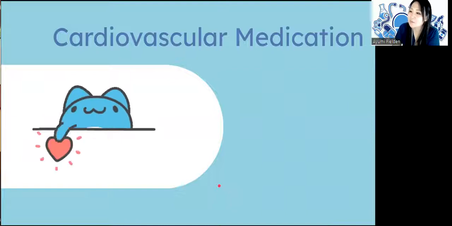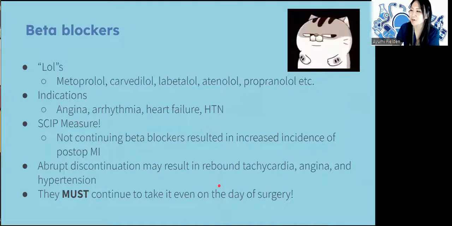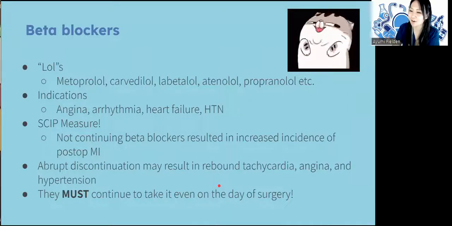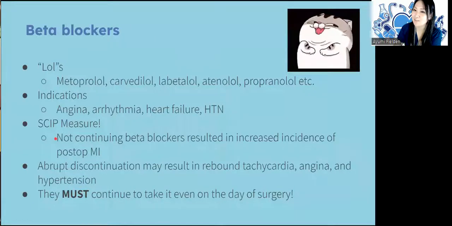Okay, so let's talk about cardiovascular medication, like your beta blockers. That's your -LOLs, right? The funny ones, your metoprolol, atenolol, and stuff like that, LOL, right? And what are the indications for beta blockers? For your chest pain, arrhythmia, heart failure, hypertension. This is a part of the SCIP measures. They need to continue taking this medication even the morning of. Not continuing to take beta blockers results in increased incidence of post-op MI. So that's why it's really important.